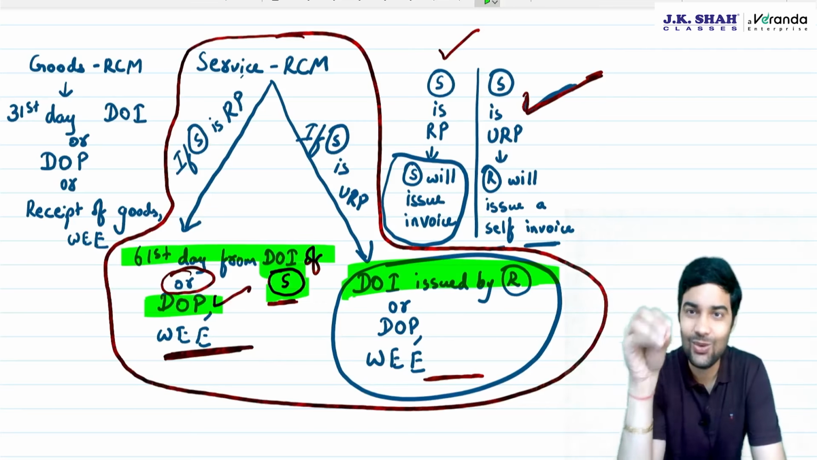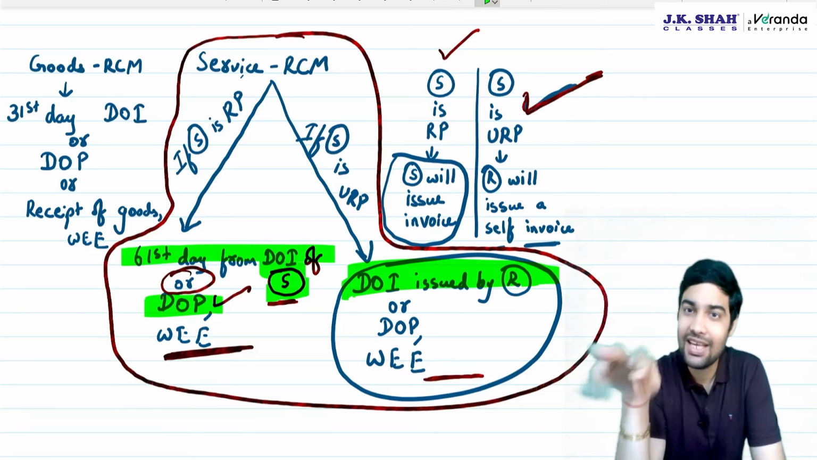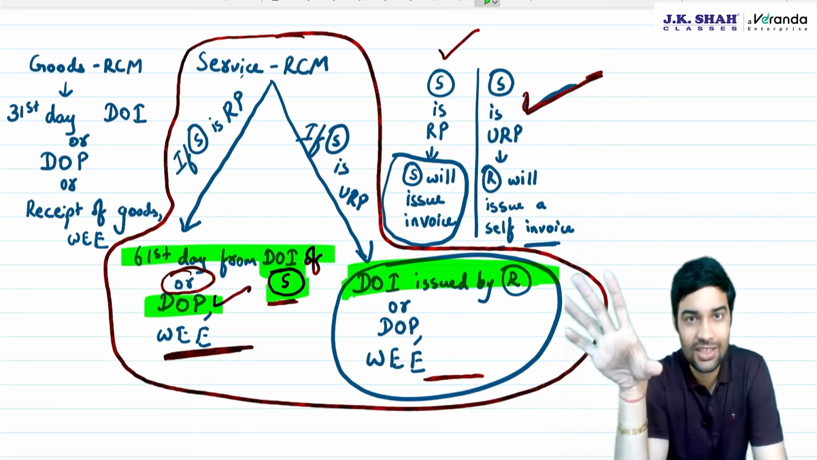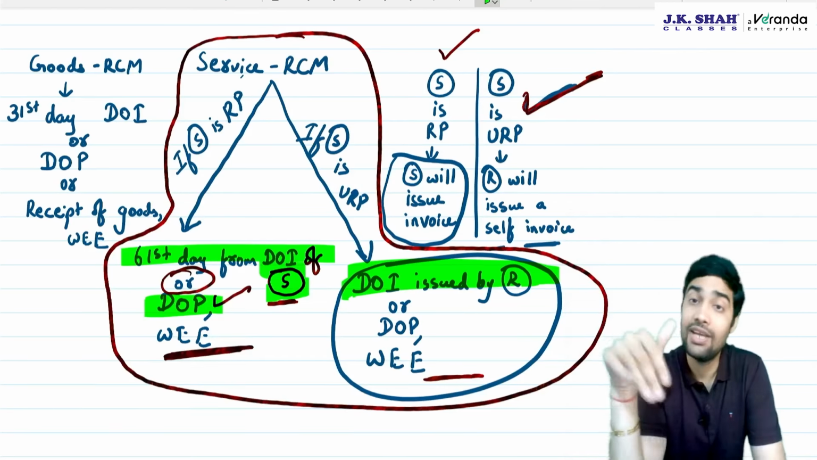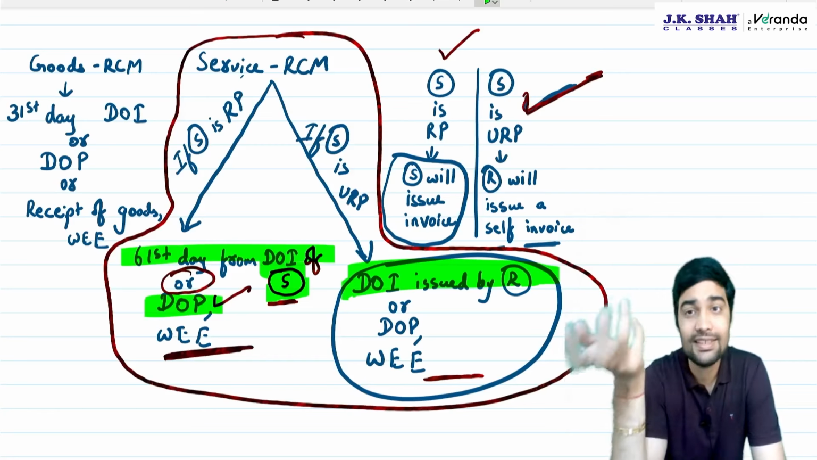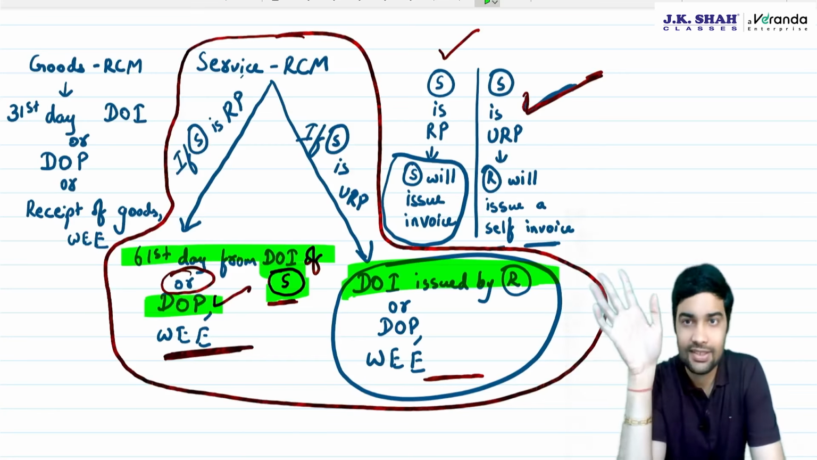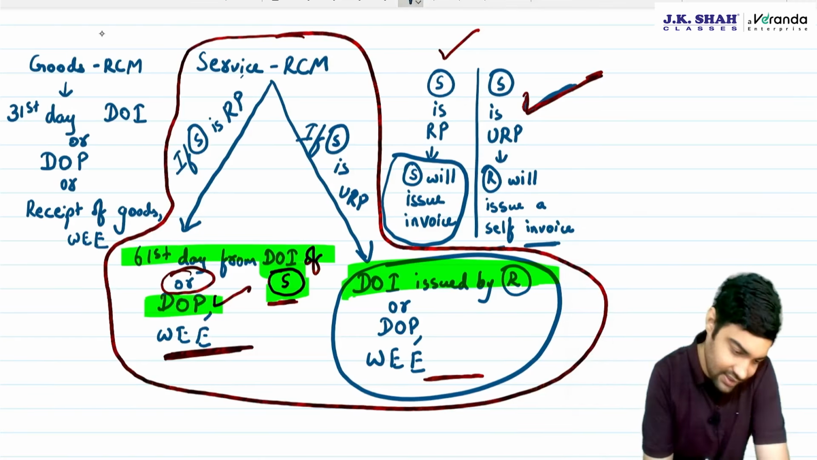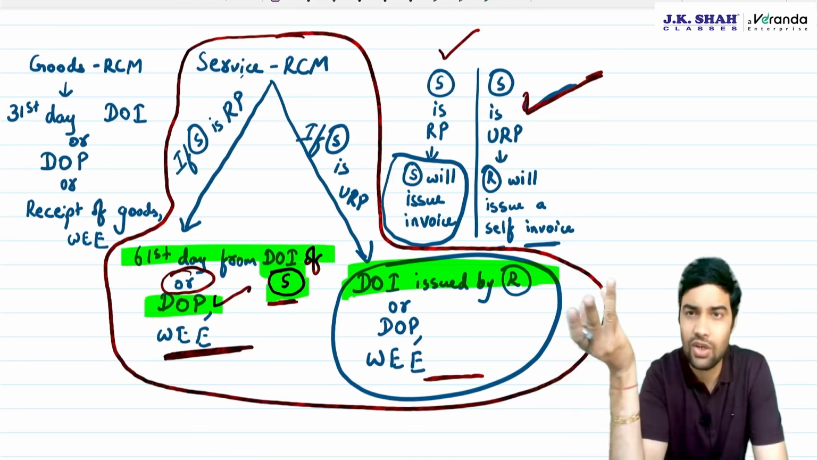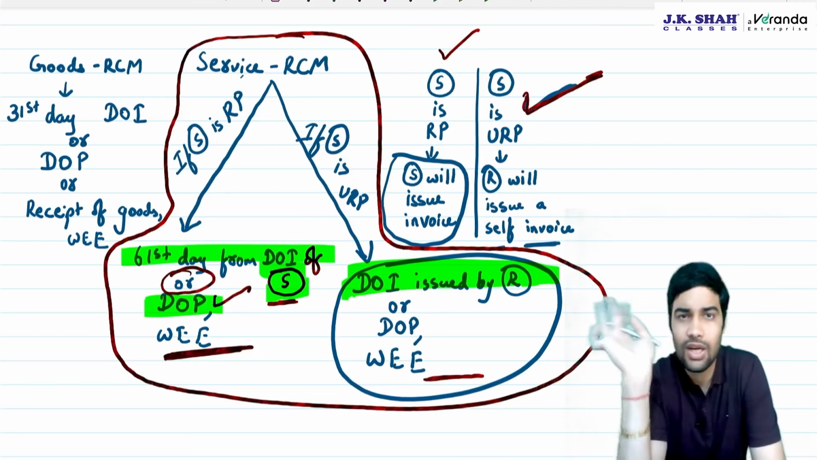You need to know what the time of supply is. Time of supply: if the supplier has issued an invoice, it is the first of the date of invoice issued by supplier or date of payment. If the recipient has issued the invoice, then it is the date of issue of invoice by recipient or date of payment. Now notice one thing, they have not made any changes to goods RCM. Maybe the law believes that the receipt of goods is already there to take care of any such possibility. We don't have to amend that.